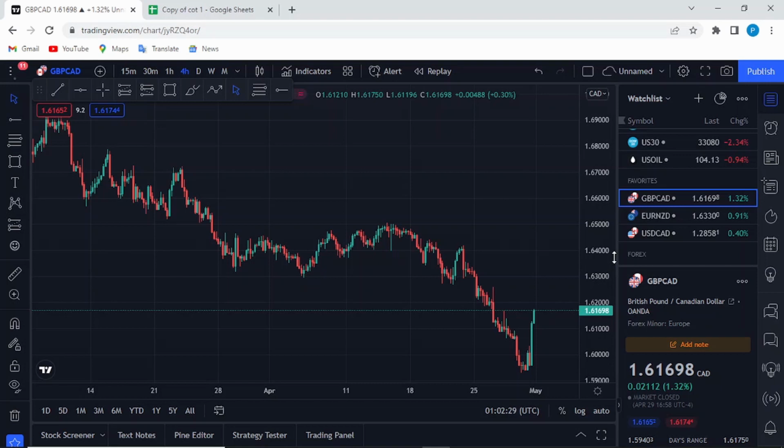Now today we'll be looking at the British pound Canadian dollar, also known as GBPCAD. So we have a nice price action that I would like to look at. So to start off, we'll go and check on our monthly and see what price action has for us.